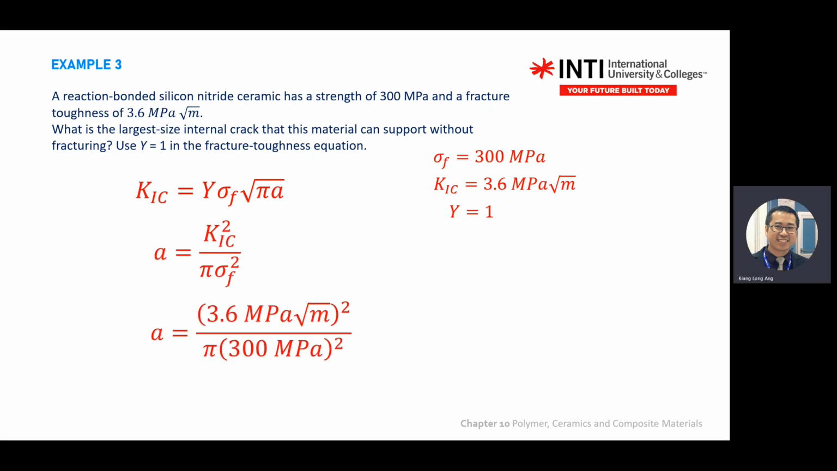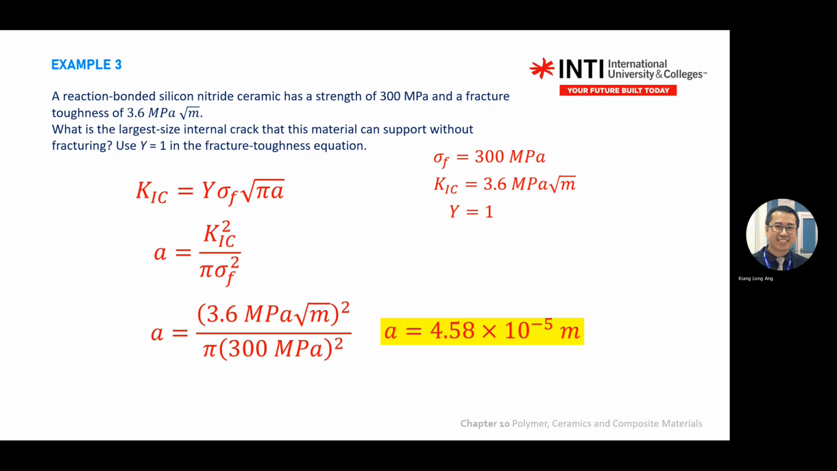So you rearrange, you substitute the values, and you'll get 4 point something times 10 to the minus 5. You can put it in microns. It is 0.4 micron.